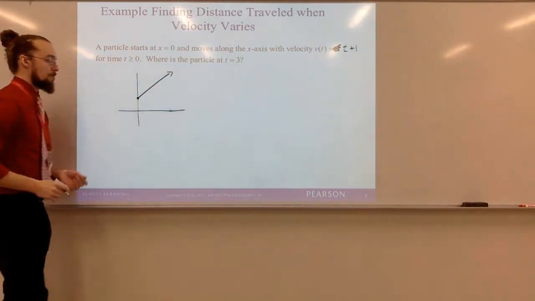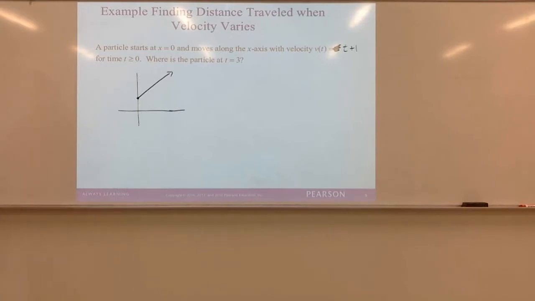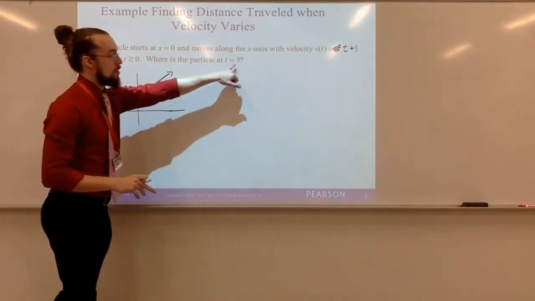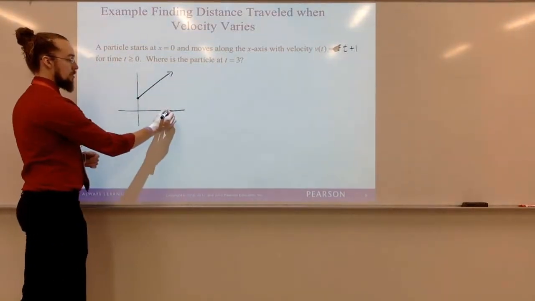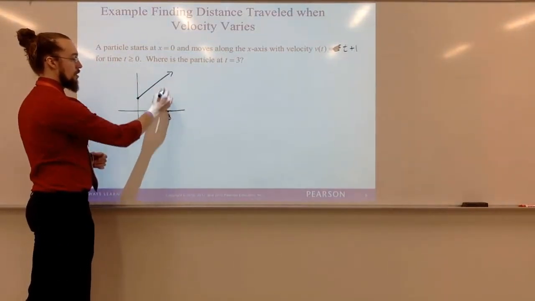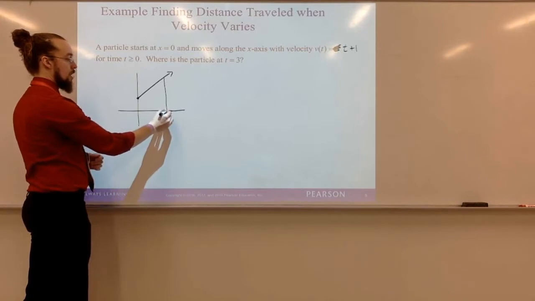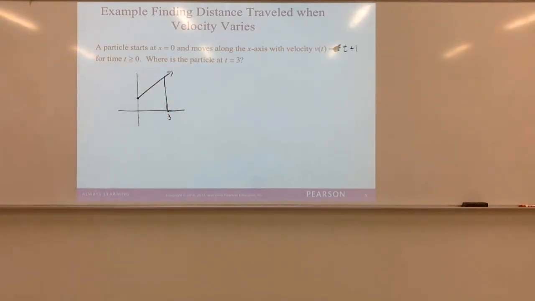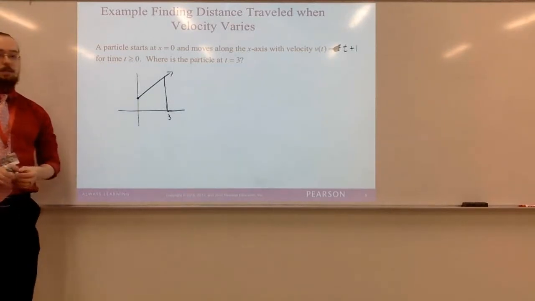So it's going to do something like this. All I care about is things greater than 0, and I want to figure out what happens at 3. So I want to find the area under this curve. That's going to tell me the position. Area under a velocity curve tells me the position. How would I figure out the area of something like this?